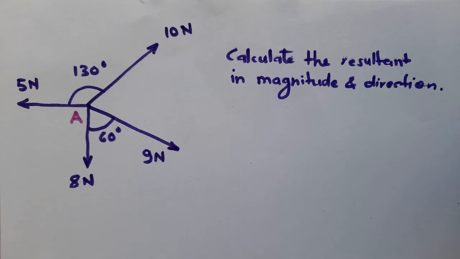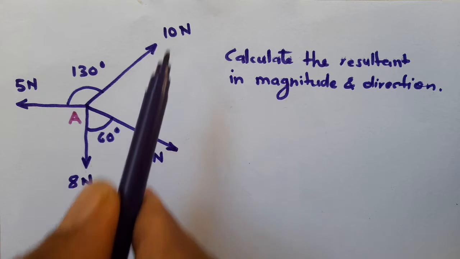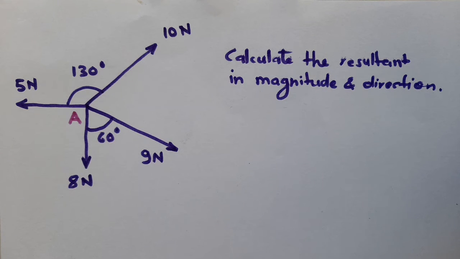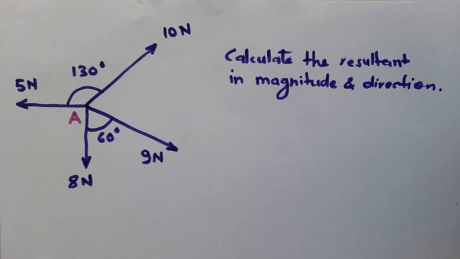Well, friends, let's solve one problem based on what we learned during the analysis of the resultant. In this case, friends, there is a particle A, and this particle is subjected to various forces: 5 Newton, 10 Newton, 9 Newton, and 8 Newton. Some angles have been shown, 130 degree and 60 degree. We have to find out the resultant of all these forces in magnitude as well as direction. So let's proceed.